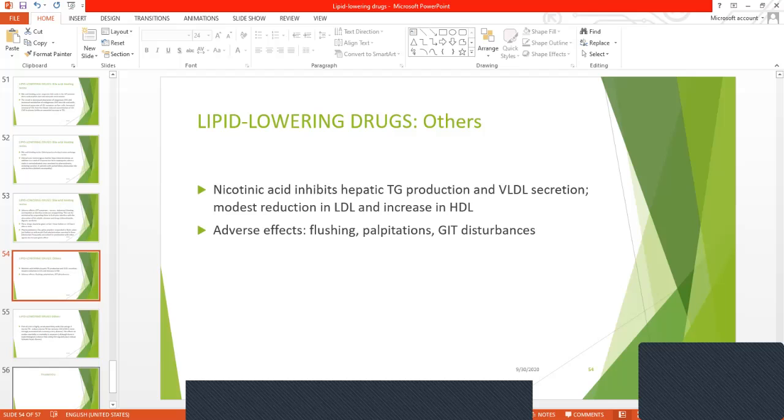So it is used in combination with the resin or reductase inhibitor. It normalizes LDL in most patients with heterozygous familial hypercholesterolemia and other forms of hypercholesterolemia. These combinations are also indicated in some cases of nephrosis. Niacin is clearly the most effective agent for increasing HDL and the only available agent that may reduce lipoprotein A.